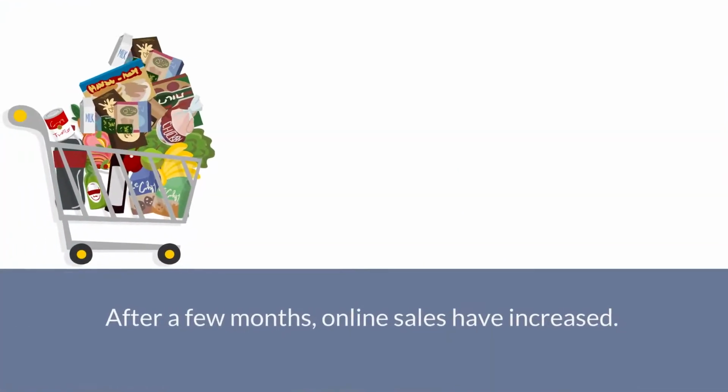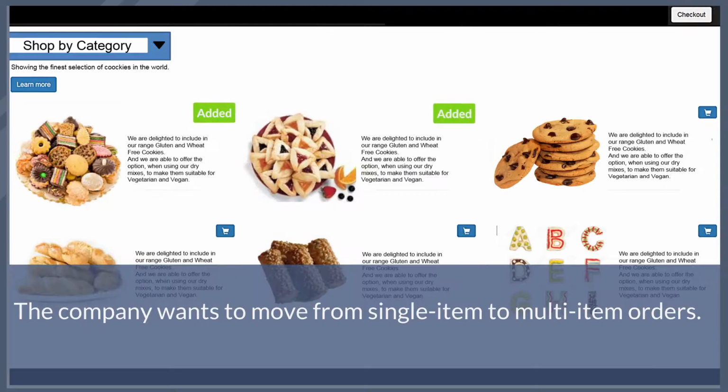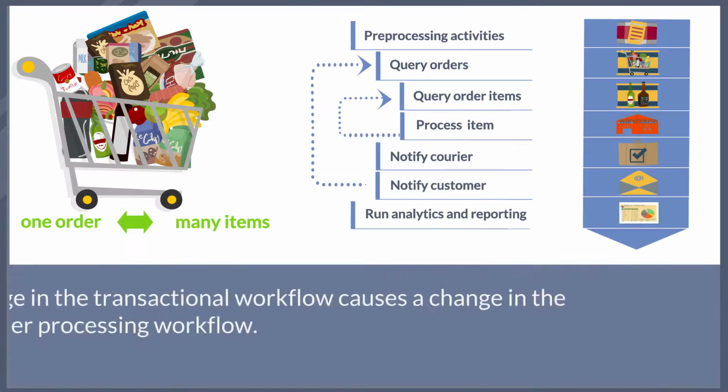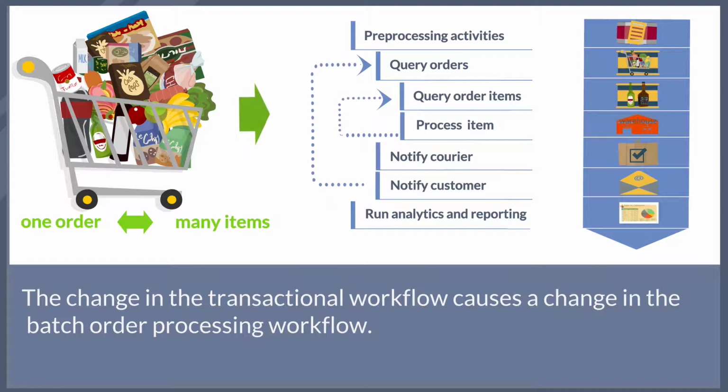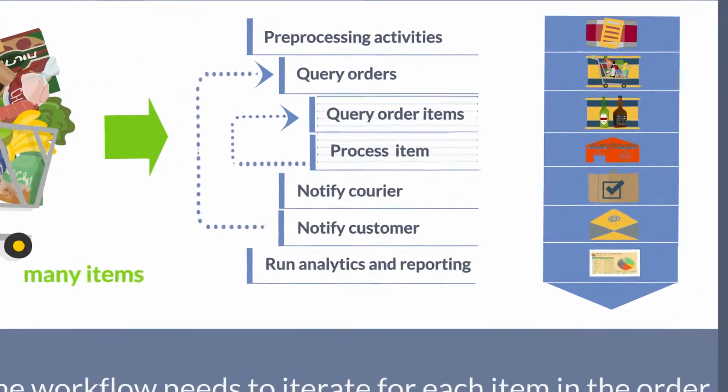After a few months, online sales have increased. The company wants to move from single item to multi-item orders. The change in the transactional workflow causes a change in the batch order processing workflow. A portion of the workflow needs to iterate for each item in the order.